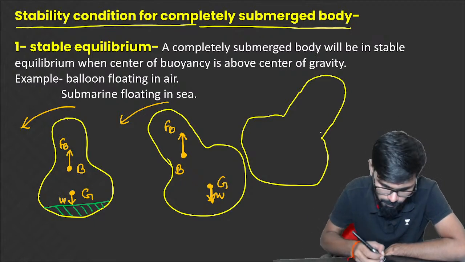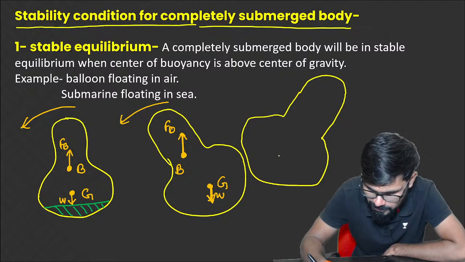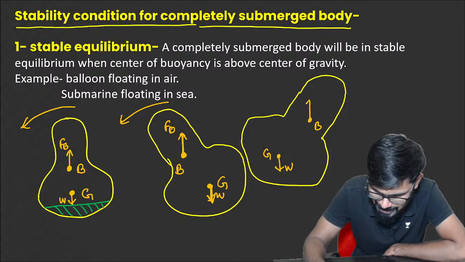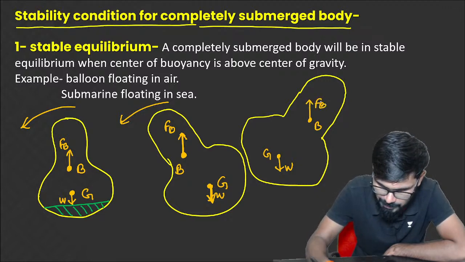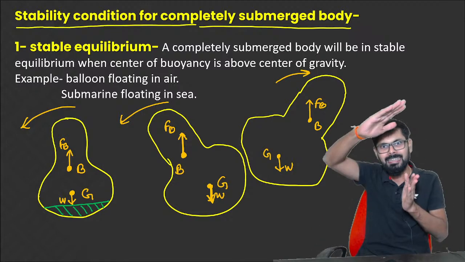Now, where is the center of gravity? The center of gravity is somewhere here. Right, so weight is acting here, and this is the B point, and FB is acting here. I am tilting in this direction. Now you can see that I am tilting in this direction.